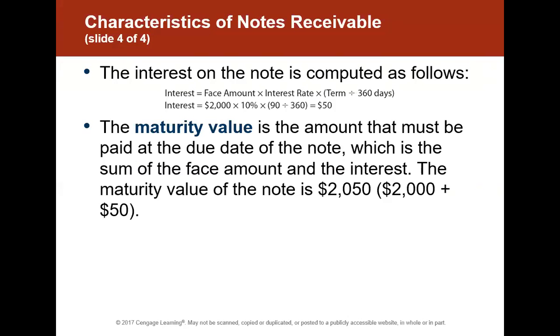So that is just your calculation. Okay, so face amount or principal times interest times the time in days. You'll notice the interesting thing here is they use 360 days instead of 365. That's what we call the banker's rule.